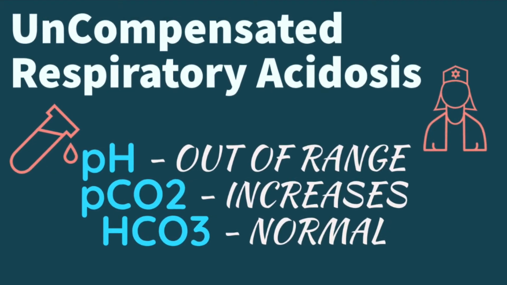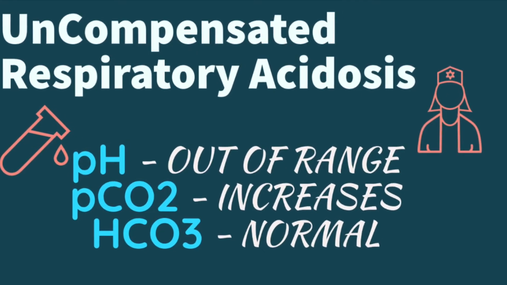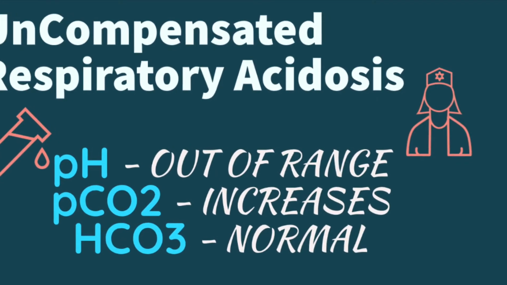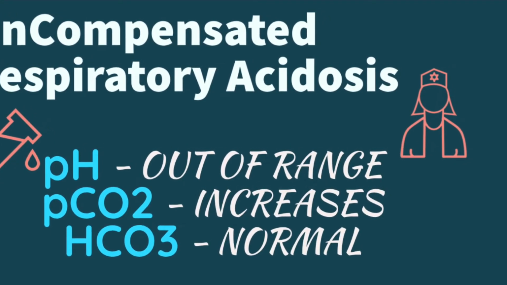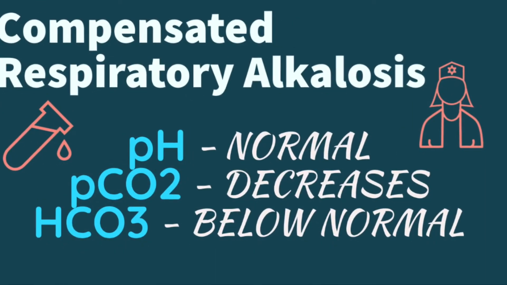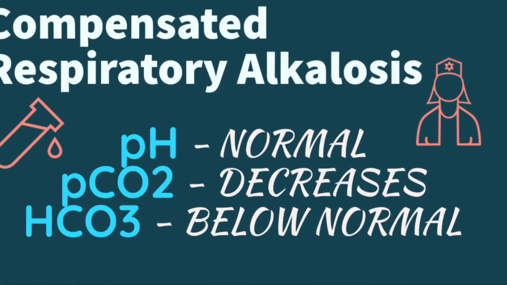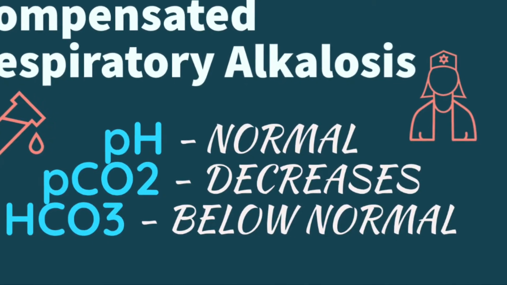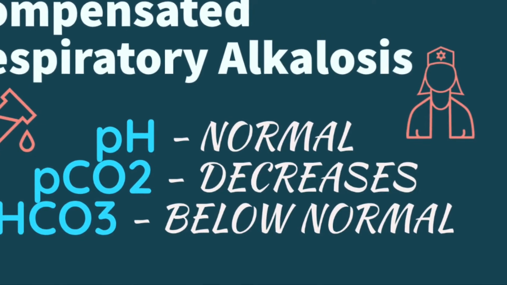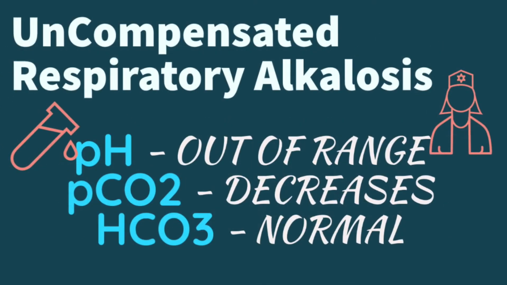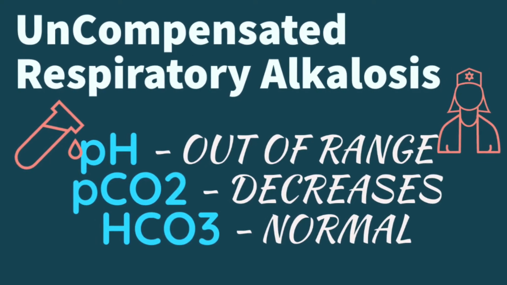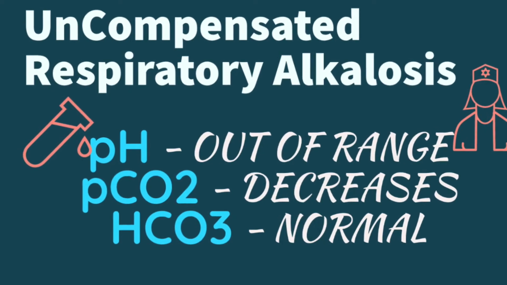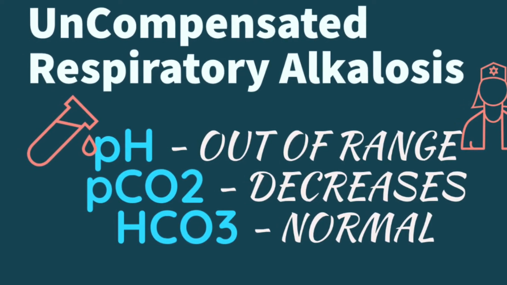Next is uncompensated respiratory acidosis, and here pH level will be out of range, PCO2 level will be increased and bicarb level will be normal. Third is compensated respiratory alkalosis, and here pH level will be normal, PCO2 level will be decreased and bicarb level will be below normal. Fourth is uncompensated respiratory alkalosis, and here pH level will be out of range, carbon dioxide level will be decreased and bicarb level will be normal.